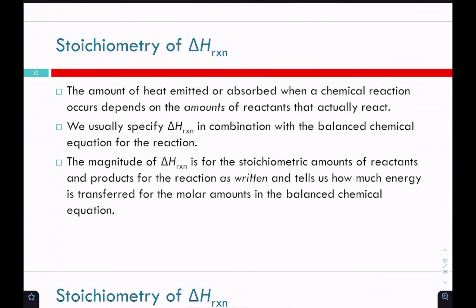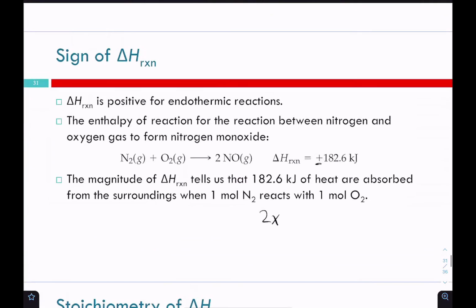So the amount of heat emitted or absorbed depends on the amount that actually is reacting. So we usually specify delta H of reaction with any chemical reaction that it's describing. And then the magnitude is for the stoichiometric amounts of reactants and products. Right? So just like in this problem, it's 1 mole of nitrogen, 1 mole of oxygen. Those two combining makes this amount.